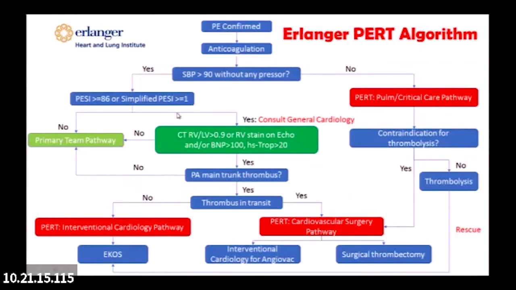So this patient is considered high risk, and then a general cardiology consult was made, and we evaluated the patient. The patient had RV strain, had troponin elevation, and had a main trunk thrombus. There is no thrombus in transit. Therefore, the cath lab was activated, and the patient was brought to the cath lab and got an echo.